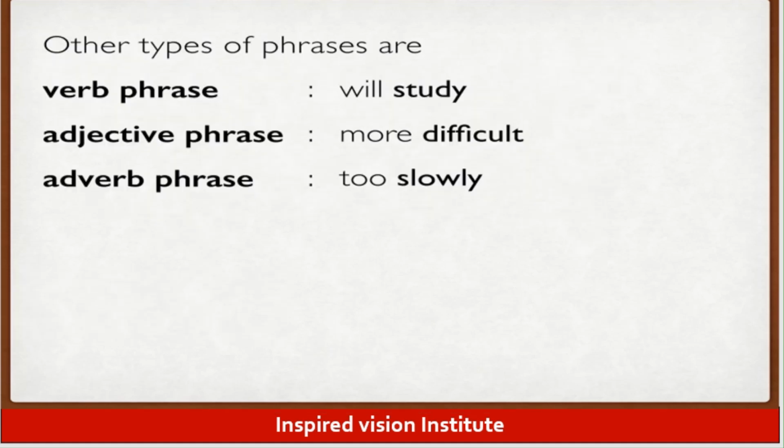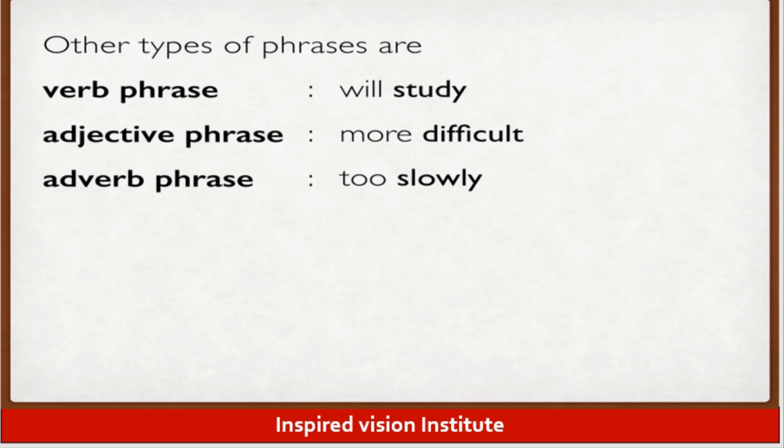The other types of phrase are verb phrase, adjective phrase, and adverb phrase. Verb phrase, for example, we say you will study. So it will be a combination of the verb and helping verbs. That will be a verb phrase, a combination of words, and it gives the meaning of an action or any state of being. So it must consist of a verb.